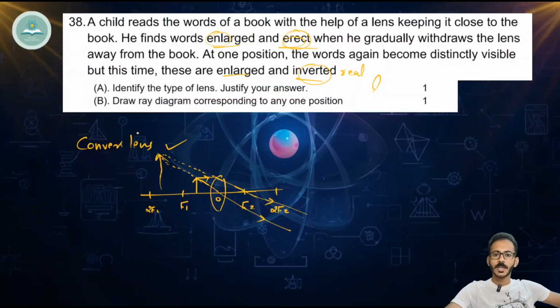So identify the type of lens, that is convex lens. Justify your answer. It's because convex lens forms both the types of images. Then draw a ray diagram. So we have drawn one ray diagram as well. We'll go to the next question.